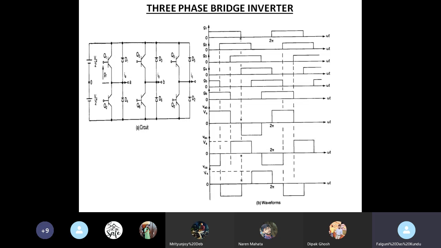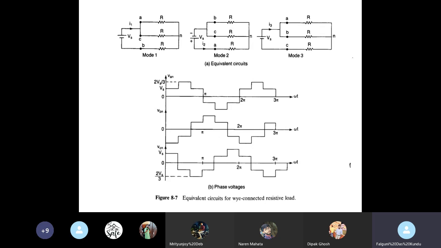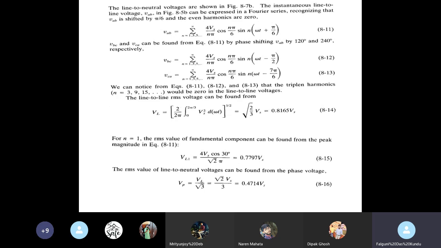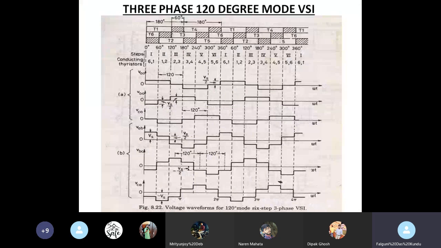But similar to the 180-degree conduction mode, the 120-degree mode inverter also requires 6 steps, each of 60-degree duration, for completing one cycle of the output AC voltage. So now we are going to discuss the 120-degree conduction mode.